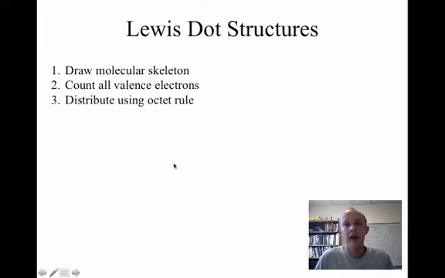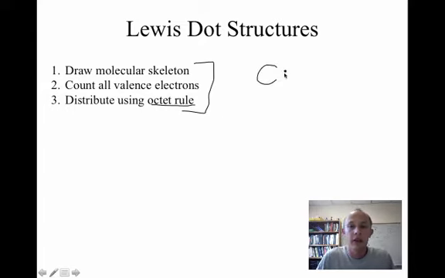We're going to use the atomic Lewis dot structures to draw Lewis dot structures of molecules, and we're going to follow these 3 steps. First, draw the molecular skeleton, or the arrangement in which the atoms are bonded to one another. Next, count your valence electrons and then distribute those according to the octet rule.